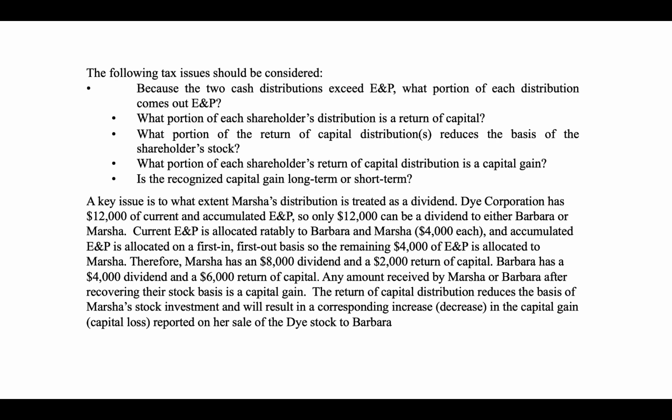So Marcia has an $8,000 dividend and a $2,000 return of capital. And Barbara has a $4,000 dividend and a $6,000 return of capital. Any amounts received over that are going to be a capital gain.